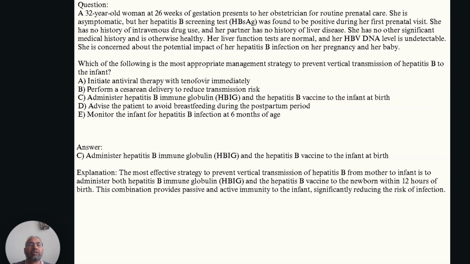So what is the strategy to prevent that vertical transmission to the baby? The answer to this, as we just discussed in the last slide, is C, which is administer hepatitis B immune globulin as well as the hepatitis B vaccine at birth. Okay, so that is what we do. And of course, cesarean delivery is not an option here, and the other options are also wrong. So mainly we will follow option C here.